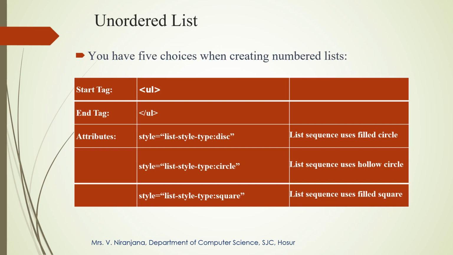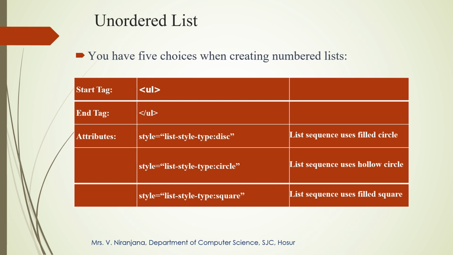Next, we can see how to change the style of the bullet. In the ordered list, we saw a type attribute, but here in the unordered list, you have to use the style attribute. Style, and within that you have to specify the list style type. There are three list styles appearing here. One is the disc. It displays a filled circle, and this is the default style for the unordered list.